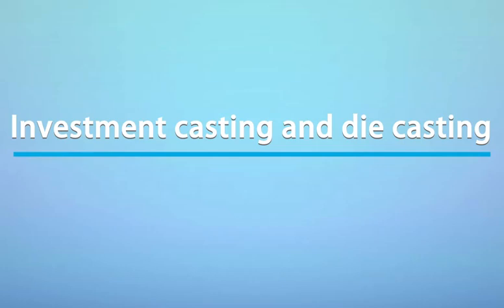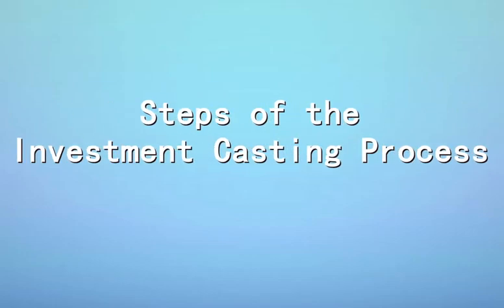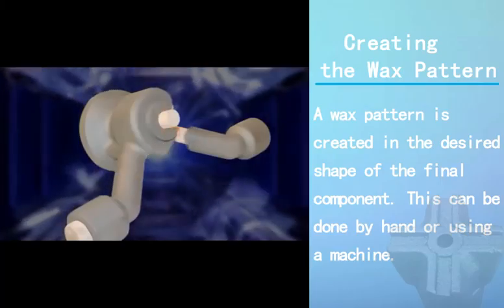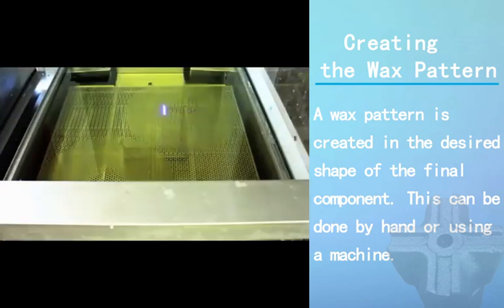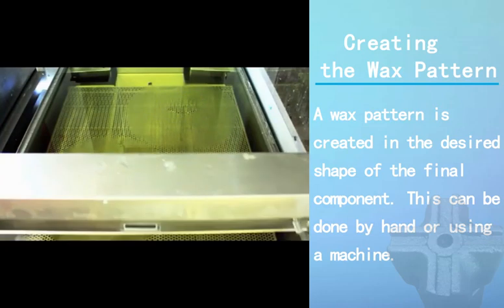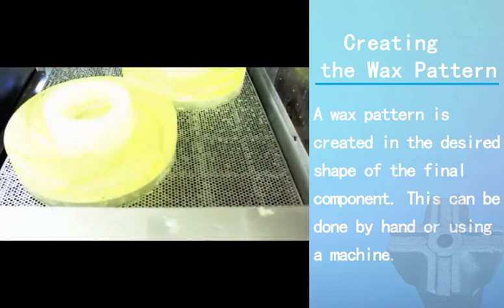Investment casting and die casting. Precision casting, or lost wax casting. Steps of the investment casting process. Creating the wax pattern. A wax pattern is created in the desired shape of the final component. This can be done by hand or using a machine.